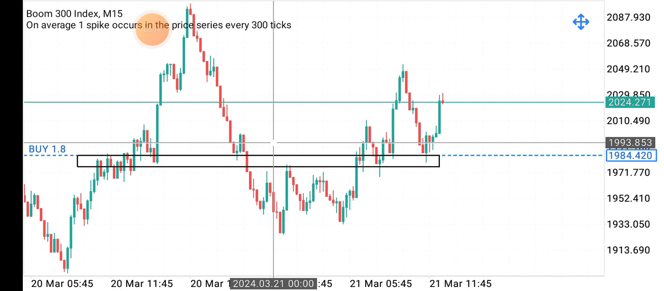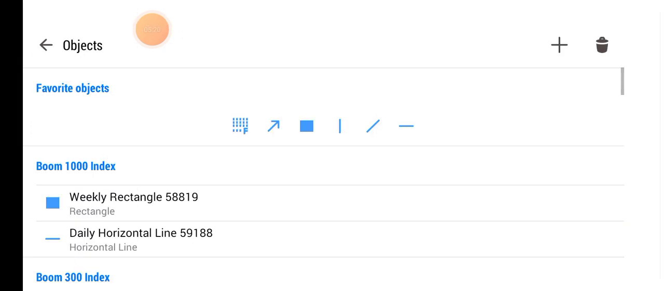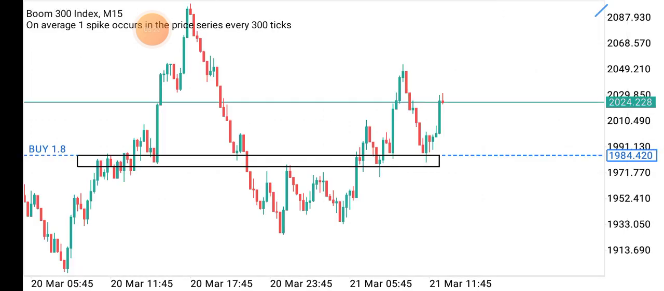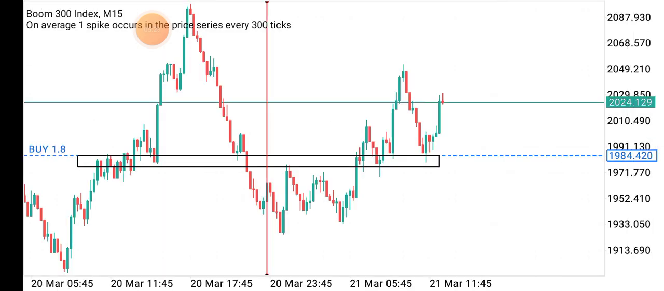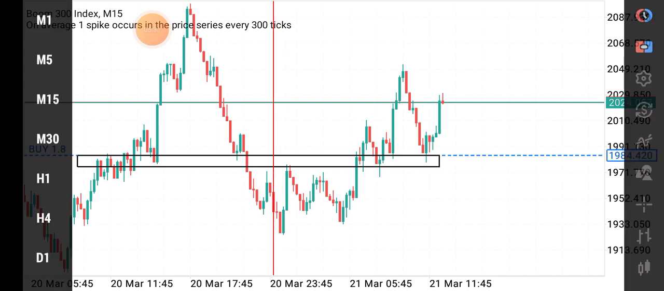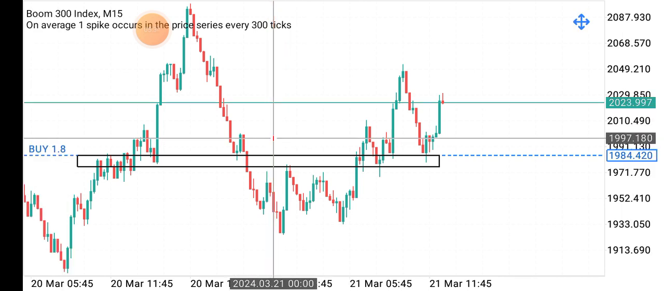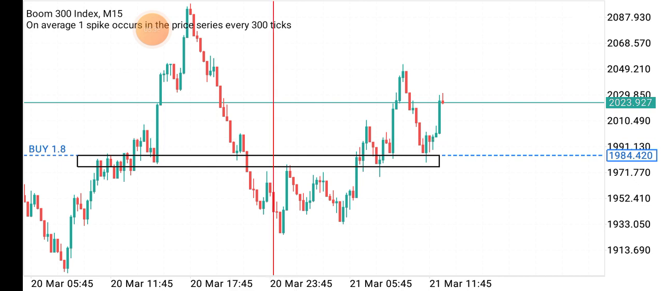It ended here. Let me get something to mark it where it ended so that we know. Sorry, I have to use a vertical line to do that. I think this is where I saw it. I think it's right here. One moment while I confirm this. Yes, that's where yesterday's daily candlestick closed.